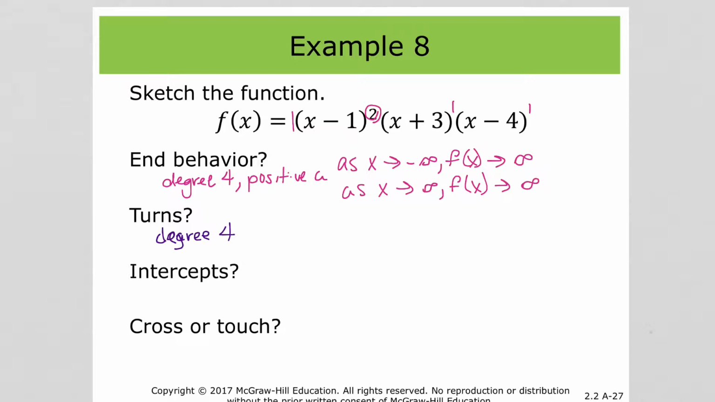So that means that there are at most 3 turning points. We don't know exactly. There could be 2, there could be 1, but there are at most 3. How many intercepts are there? Okay, well, there's 1, 2, 3 factors, so that means there's 3 intercepts. Do they cross or touch?